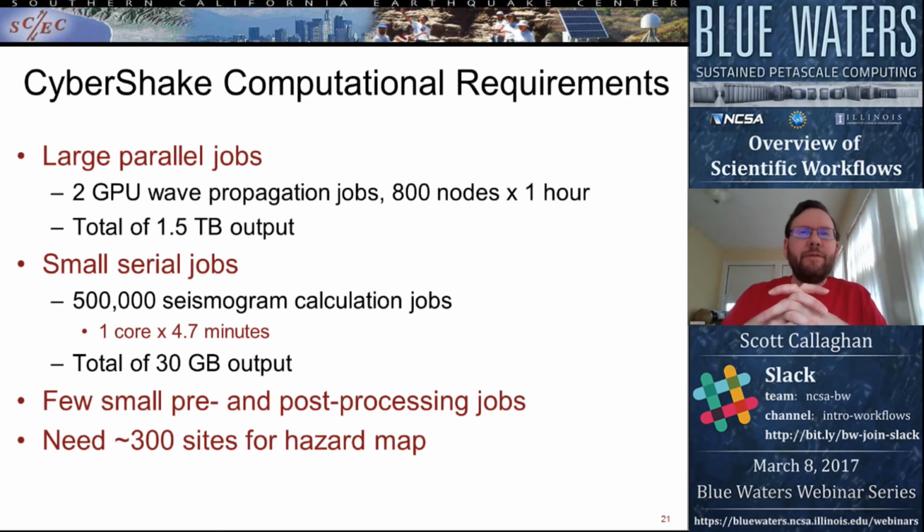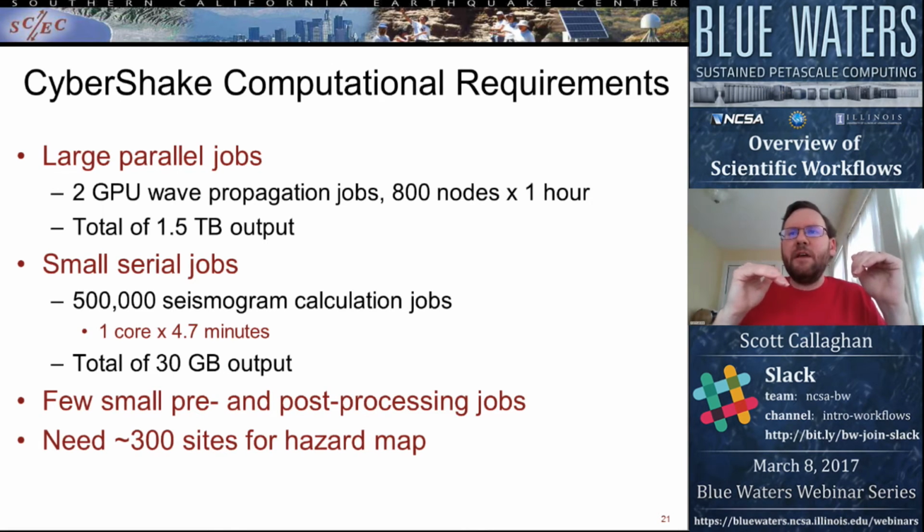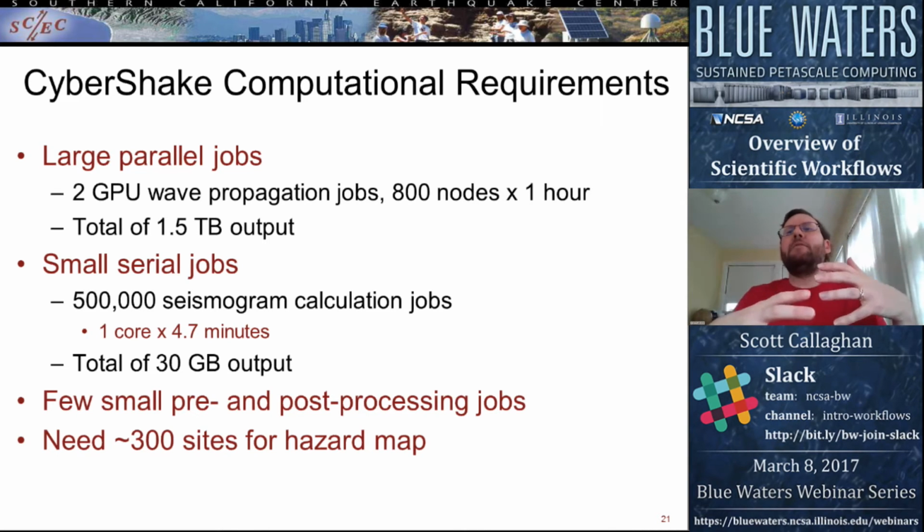In total, they produce about 30 gigabytes of output. There are a couple of other jobs too, but computationally, they aren't very demanding. And so these are the two kinds of jobs that really drove our concerns when we were trying to figure out how we're actually going to do these CyberShake calculations.